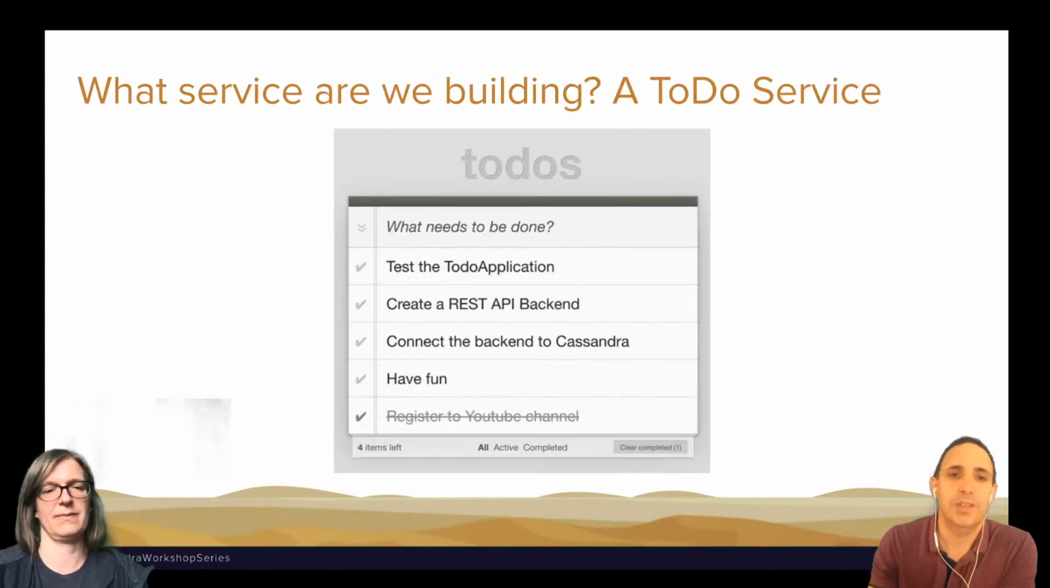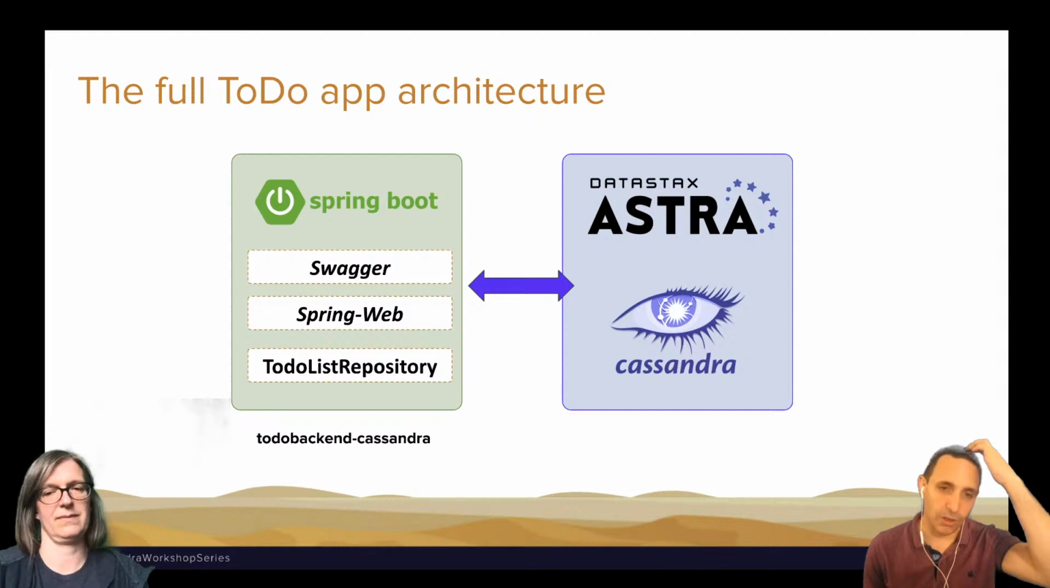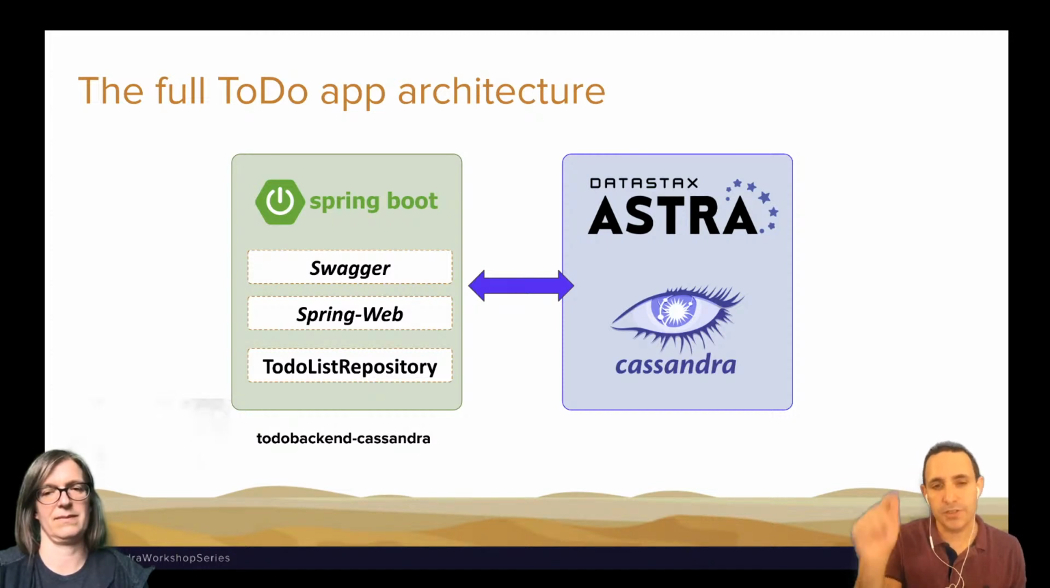Okay, so we are doing the to-do list, so you got that. And so we do have the Astra database, Astra holding the Cassandra database, and we will do a Spring Boot application with a single repository named ToDoListRepository, a single controller named ToDoListController, and we will implement the controller with Spring Web, and we will also expose documentation, the demo I just played in front of you, using something called Swagger.